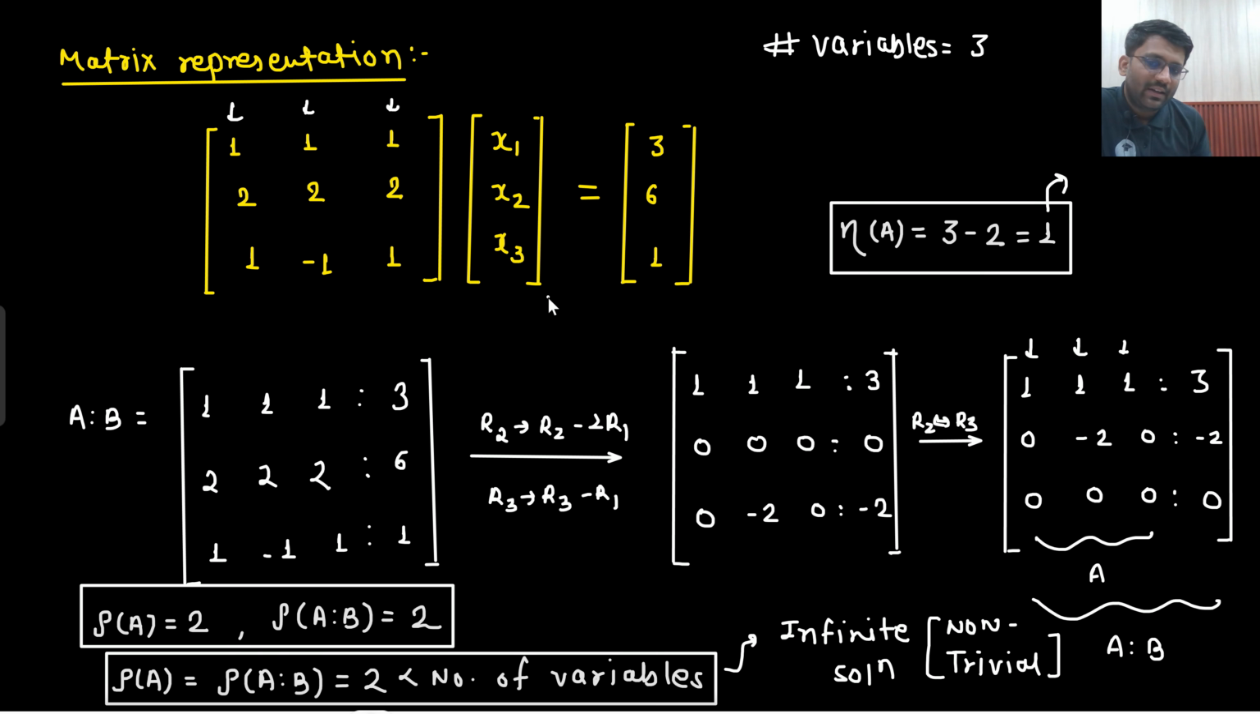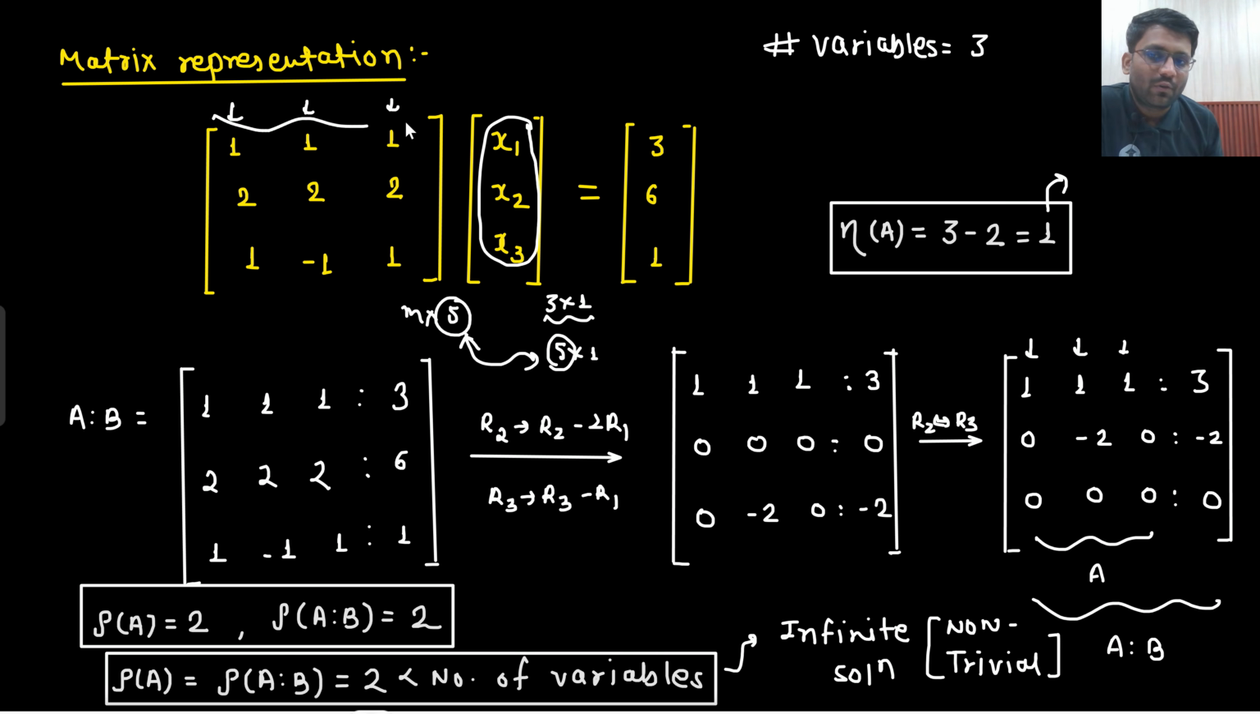Like what is the order here? 3 cross 1. If there were 4 variables, then what would have been the order? 4 cross 1, right? If there were 5 variables, what would have been the order? 5 cross 1. Now, if you want to make the multiplication successful, then what should be the order? M cross 5, no? That means these two should match. So the number of variables will always match the number of columns.